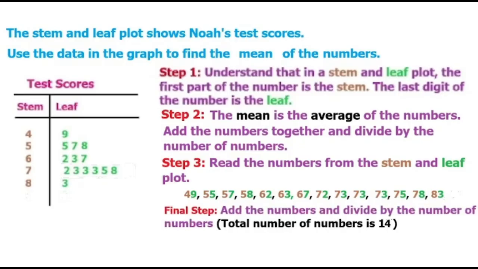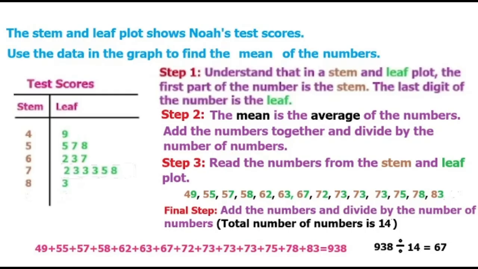Okay? The final step is to add the numbers and divide by the number of numbers. So let's count the number of numbers. 1, 2, 3, 4, 5, 6, 7, 8, 9, 10, 11, 12, 13, 14. Total number is 14. You can also do it this way. There's 1, 2, 3, 4, 5, 6, 7, 8, 9, 10, 11, 12, 13, 14. Okay? So let's show the result.